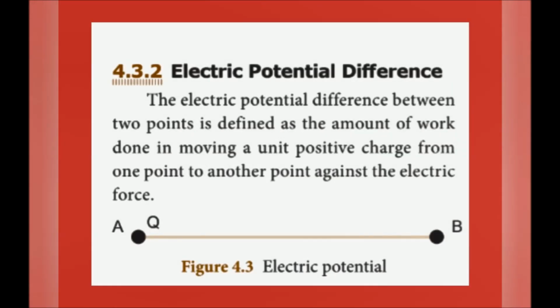Define electric potential difference. The electric potential difference between 2 points is defined as the amount of work done in moving a unit positive charge from one point to another point against the electric force.